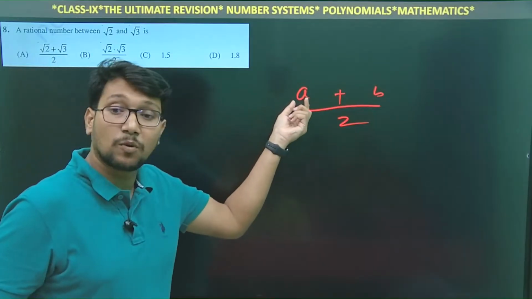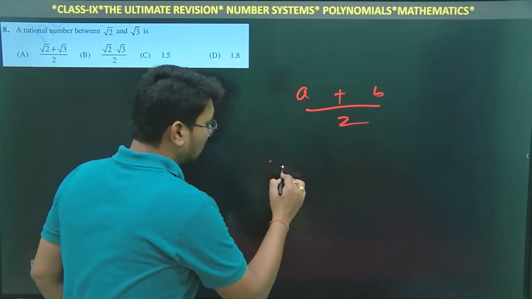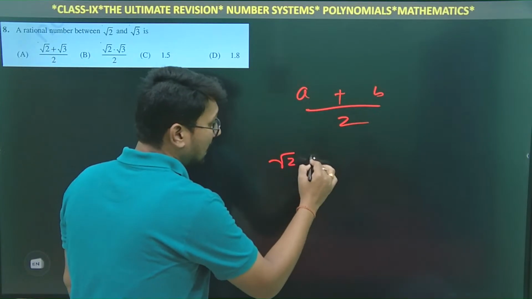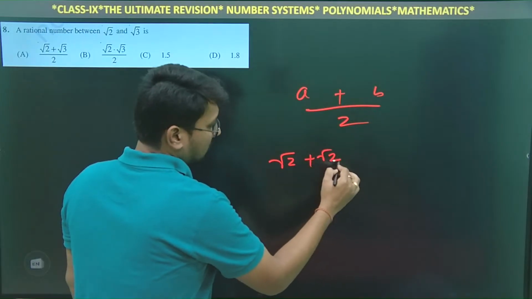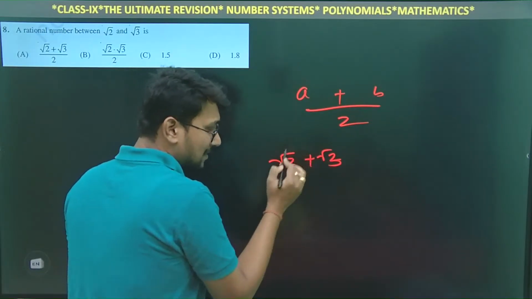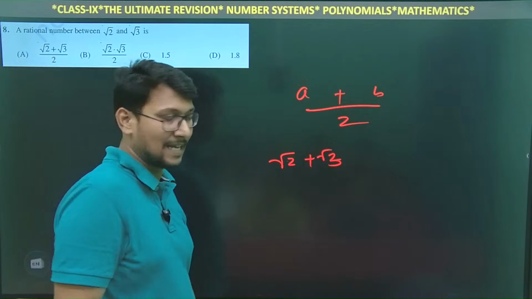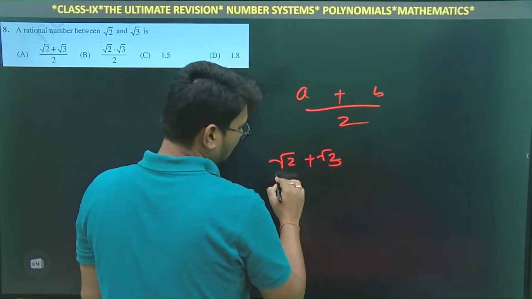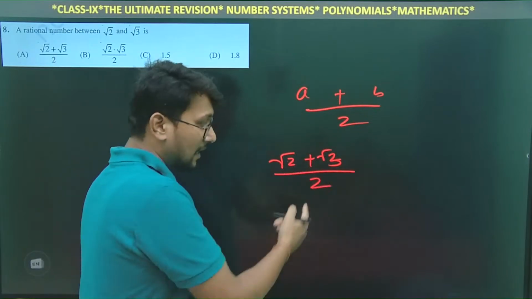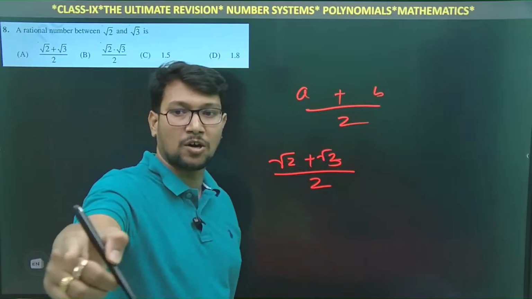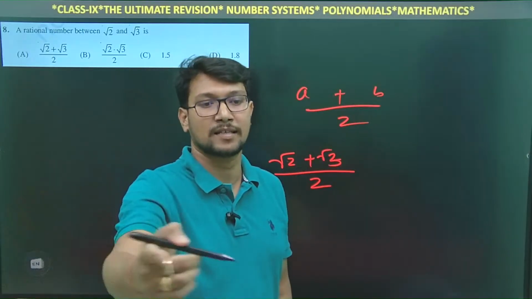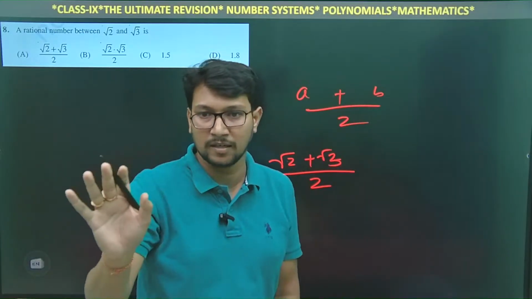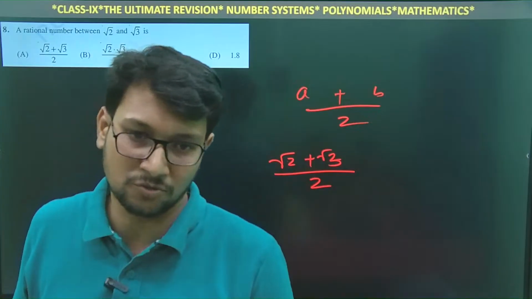Here A is what? Root 2. B is what? Root 2. Root 3, sorry. Root 3. Root 2 plus root 3 is rational or irrational? Irrational, right or not, children? Irrational by 2. Irrational by rational is always irrational. Clear? Clear, everyone? Understood why we will not choose this one?